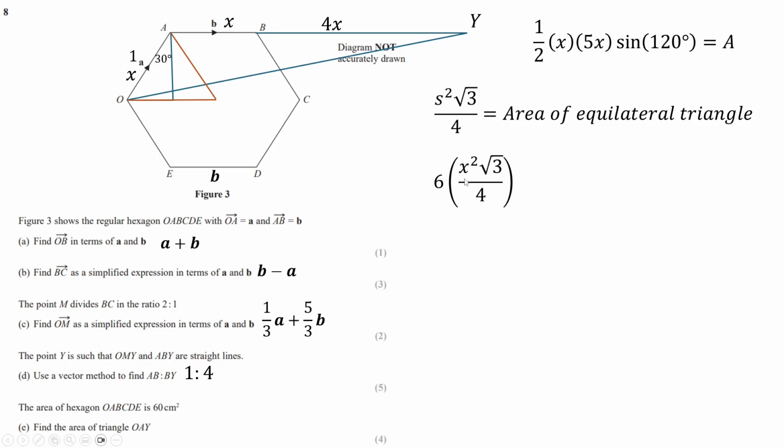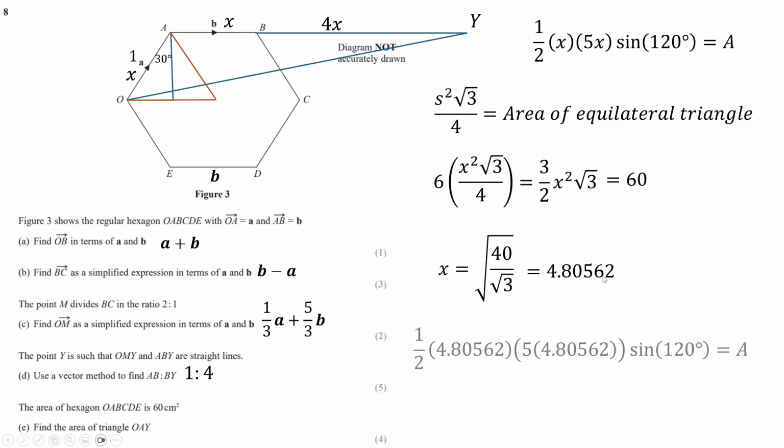So we have 6 lots of the length of one side, x, and then square it, x squared root 3 over 4. So this is the area of one triangle, multiply it by 6. You'll get that, simplify it to this, and that equals 60. Multiply by 2, divide by 3 root 3 to get what x equals. So that's 4, square root of 40 over root 3. You could rationalize this, but I've just written it in decimal form. You've got a calculator, so you can just do this very quickly. Plug this into there to get what a equals. Expand, you'll get 50 units squared, or 50 square units.